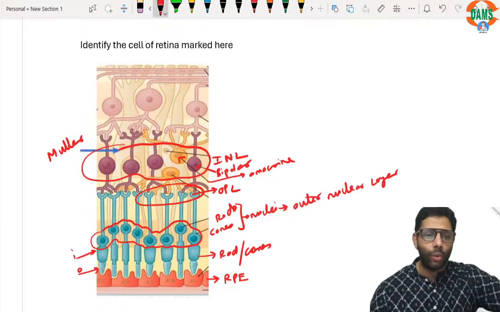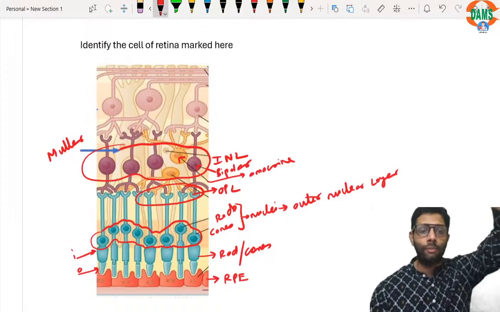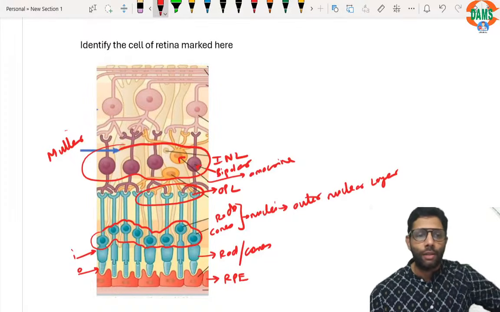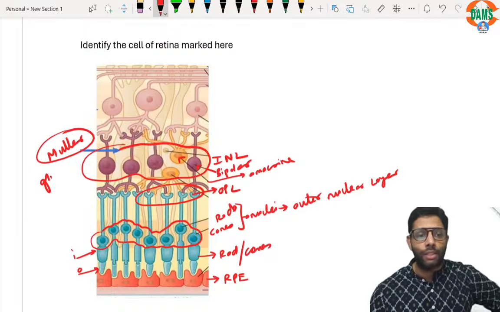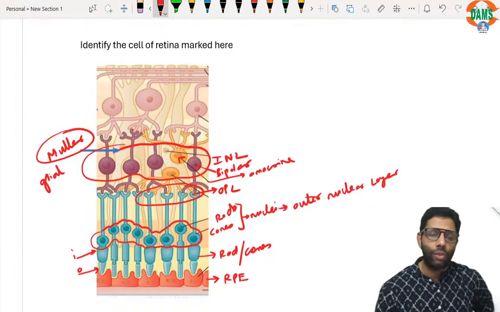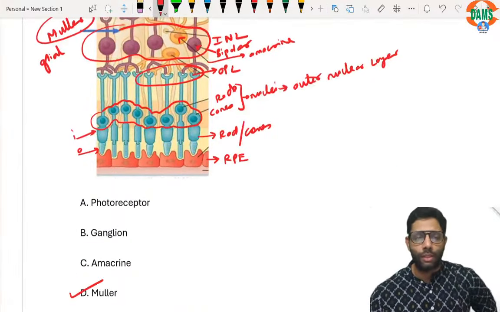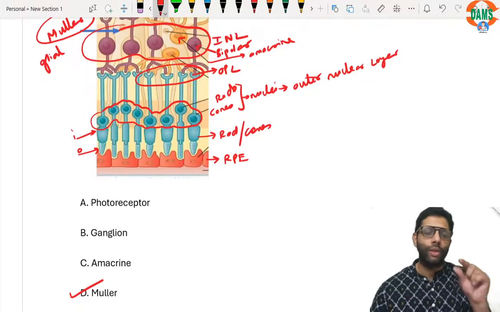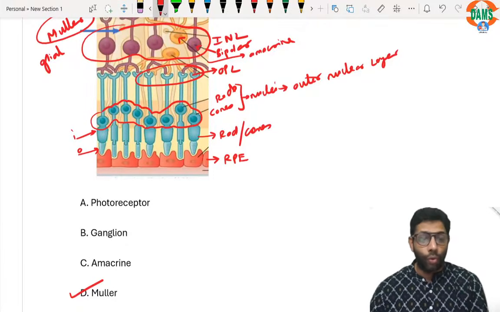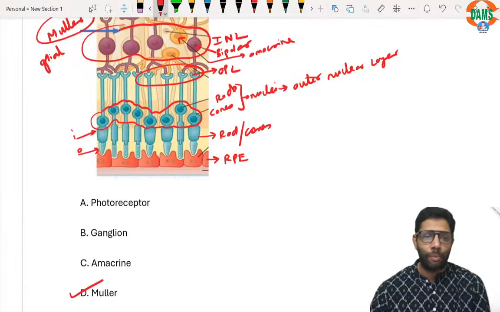Now Muller cell, the nucleus is in the inner nuclear layer and it spans all throughout the retina. You can see the axons are from the inner limiting till outer limiting. That's a glial tissue. It is a supporting tissue of the retina, and that was the question over here. That is a Muller cell. Amacrine also, the nucleus is in the inner nuclear layer. Photoreceptor is the rods and cones, maybe segments, maybe the nucleus. In between the segment and nucleus there is an outer limiting membrane.